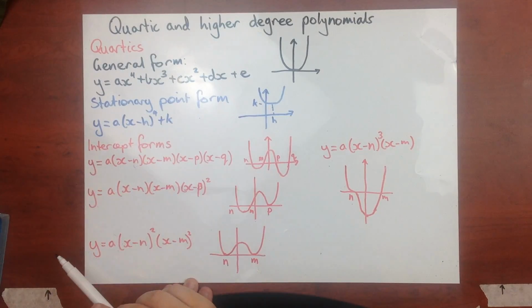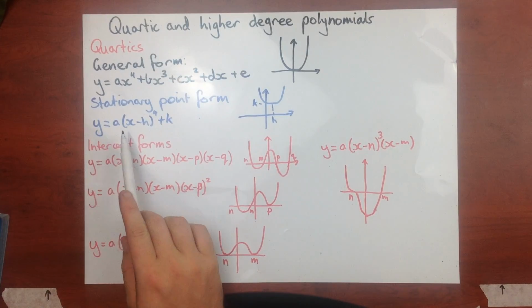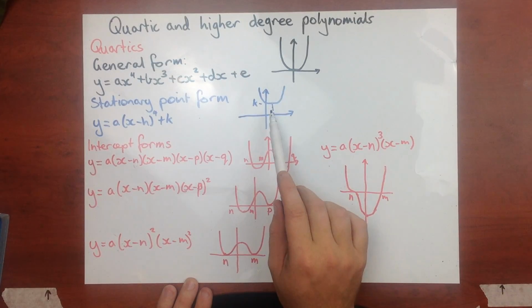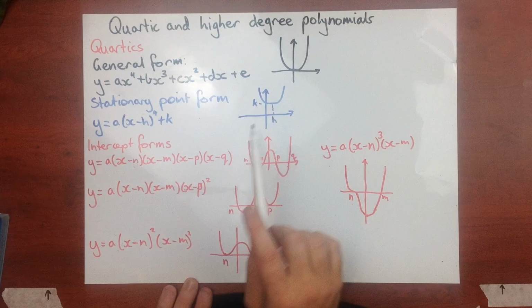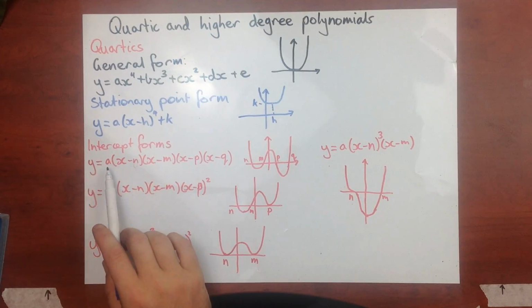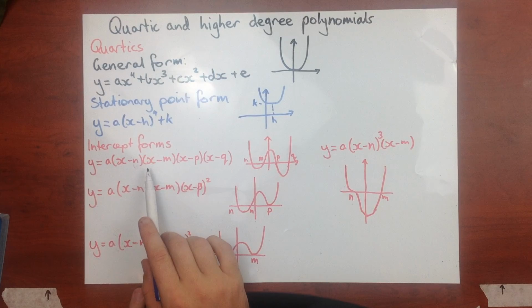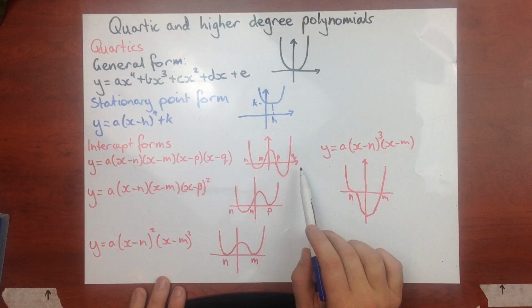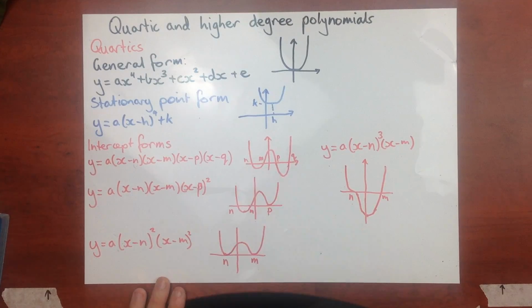In our stationary point form, which is still y equals a outside of x take h to the power 4 plus k, we find that we've got this stationary point at (h, k). Now we've got an increasing number of intercept forms, which tends to happen the higher the degree you go. So the higher the degree, the more combinations you've got for your intercept forms. Our first one is y equals a outside of x take n times x take m times x take p times x take q. That's just going to give us our 4 different intercepts, and it could look something like that.